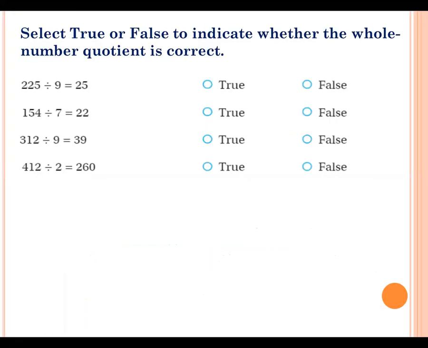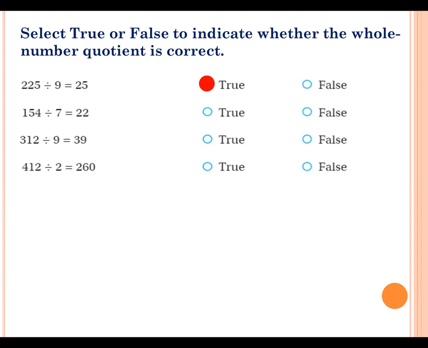The first question is select true or false to indicate whether the whole number quotient is correct. You can divide here 225 divided by 9, and if the answer is 25, you will mark it true. But if you find it difficult to divide, you can even multiply the quotient with the divisor, that is 25 times 9. If you get the dividend, that means your answer is correct.